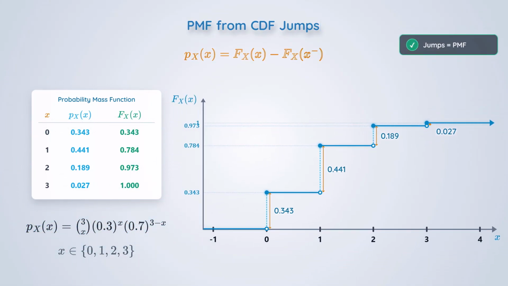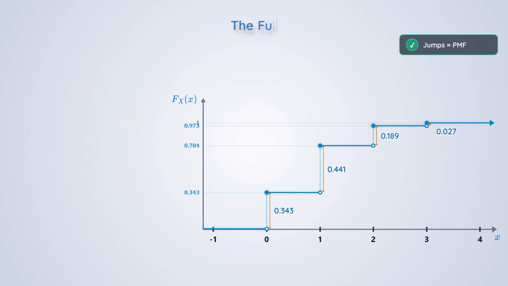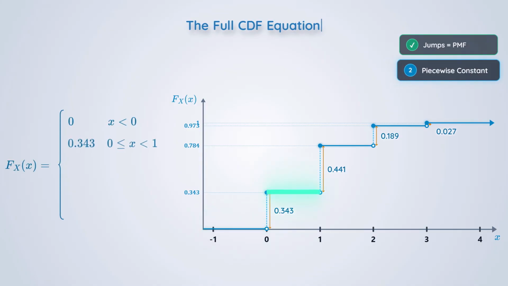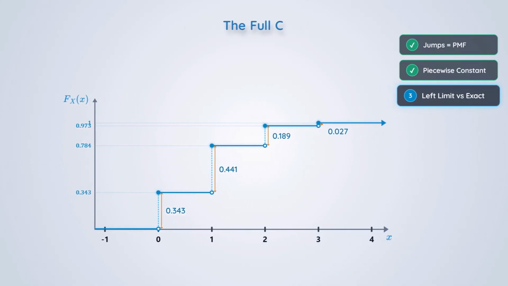In symbols, P of x equals f of x minus f of x just before the jump. The size of that step hands it straight back. So from the staircase alone, you can rebuild the whole PMF. And the staircase itself is easy to write down. Between one jump and the next, nothing is collected, so f holds still. On each stretch, it is a constant, the height reached at the last jump. Below 0, it has collected nothing. From 3 onward, it has collected everything. 5 stretches, 5 constants. Now for the trap that catches almost every student.